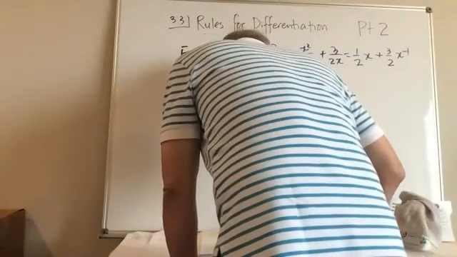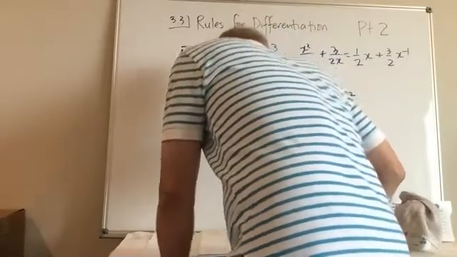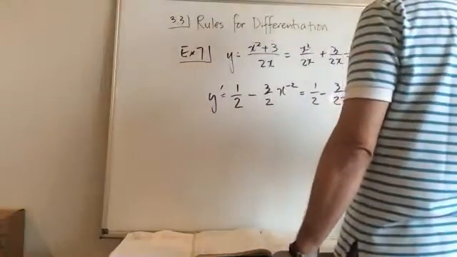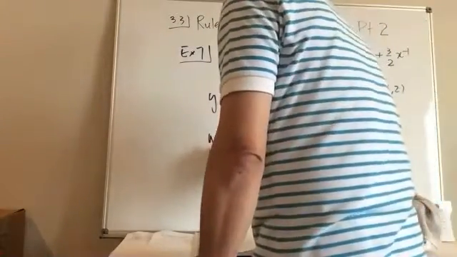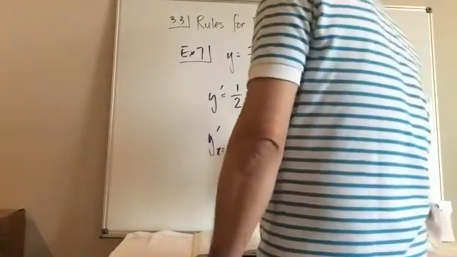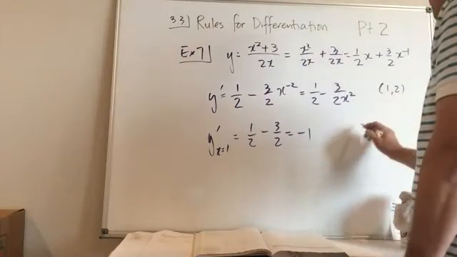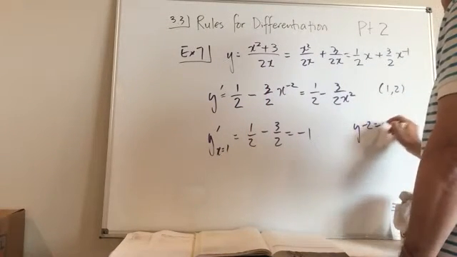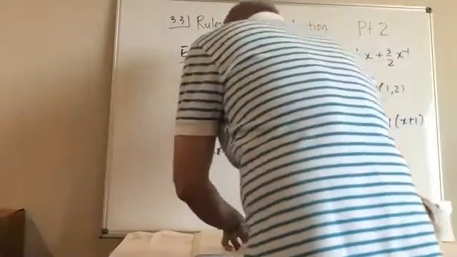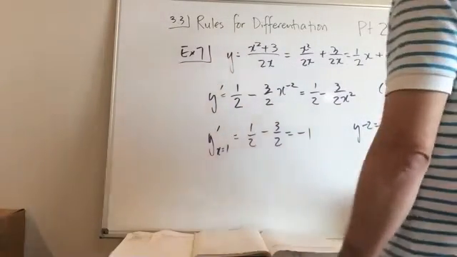What else am I supposed to do? Find the tangent at the point. Oh, so I'm supposed to find the tangent line to the curve at the point, which is going to be (1, 2). So y prime when x is equal to 1 is going to be equal to what? Because x is equal to 1, right? 1/2 minus 3/2, which is minus 1, and it goes through this point, so it's going to be y minus 2 equals minus 1 times x minus 1. Okay.